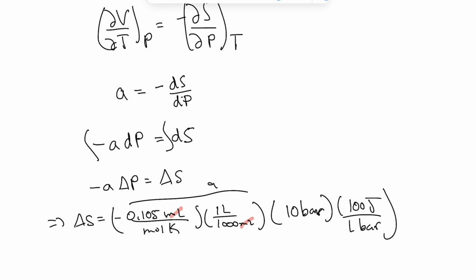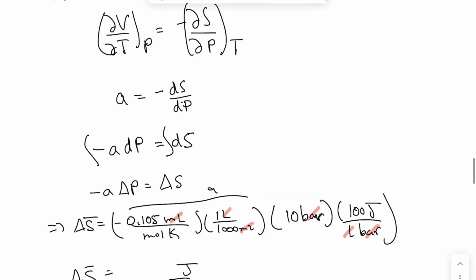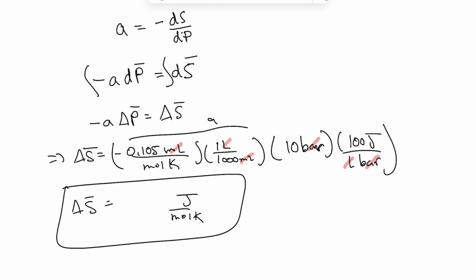And when I do that, all my units will cancel nicely. Milliliters. We're still per mole, and we're still per Kelvin, but now my liter and bar will cancel here. And I'll get ΔS in joules per mole Kelvin. Technically, this is ΔS bar, I guess, getting my bars back on there. Luckily, I don't know why I didn't just do this directly here, because everything worked out very conveniently. I divided by 1,000 and multiplied by 1,000. I don't know why I went to my calculator. And this was just negative 0.105 joules per mole Kelvin.